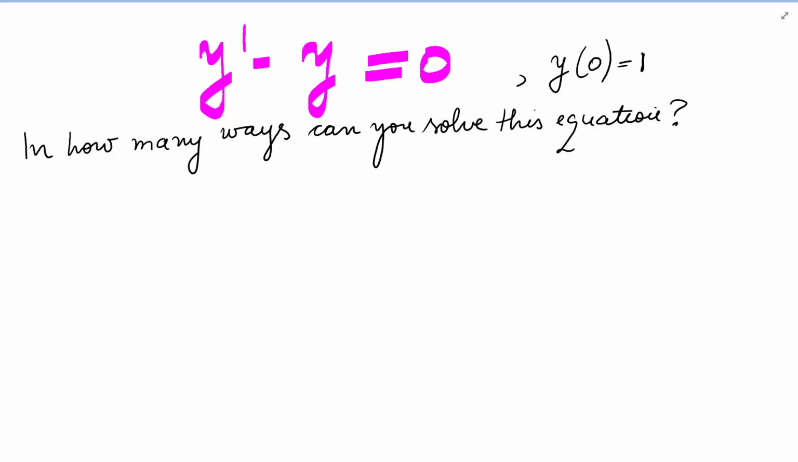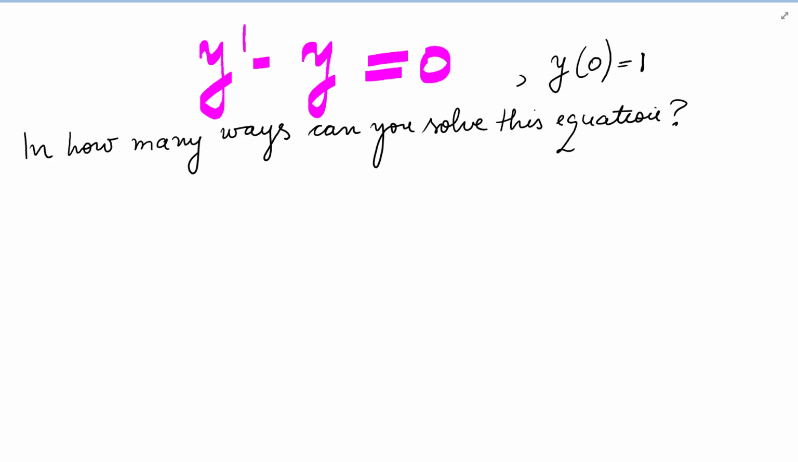y prime minus y equals 0 with y of 0 equals 1. In how many ways can you solve this equation? So now that we learned so many methods to solve differential equations, let's use them to see how we solve this given equation.